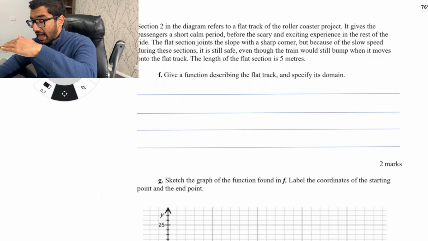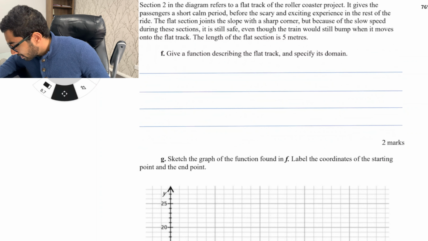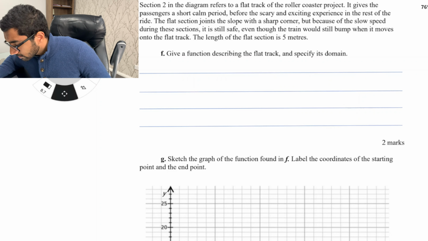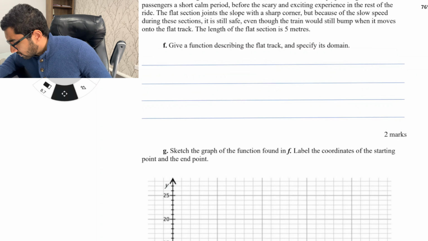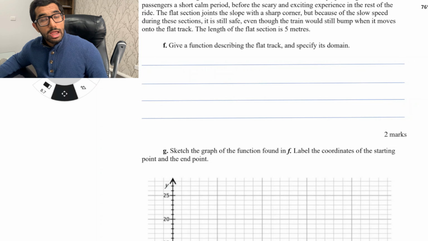Section 2 is now a flat track, so that's a horizontal line in this case, okay? They're waffling a little bit. The flat section joins the slope with a sharp corner, okay? So it's not smooth in this case, it's just continuous, okay? But it's safe because it's not very fast, and the length of the flat section is 5 meters. So give a function describing the flat track.